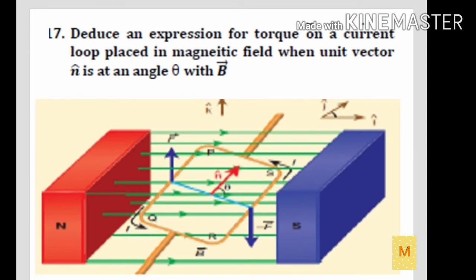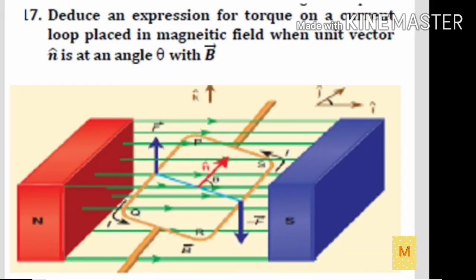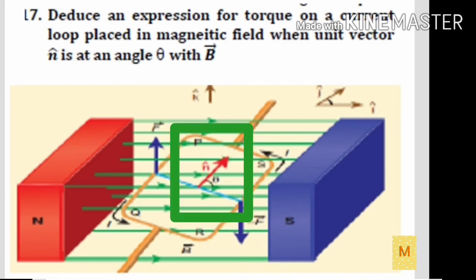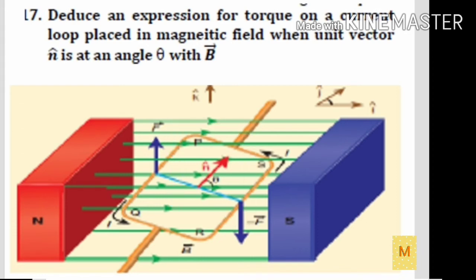Next, we are going to derive an expression for the torque on a current carrying loop when it is placed in a magnetic field, when the unit vector n cap is kept at an angle theta with the magnetic field B vector. Look at the picture. Let us imagine a current carrying loop is placed in the magnetic field. Let theta be the angle between the normal vector n cap and the magnetic field B vector.